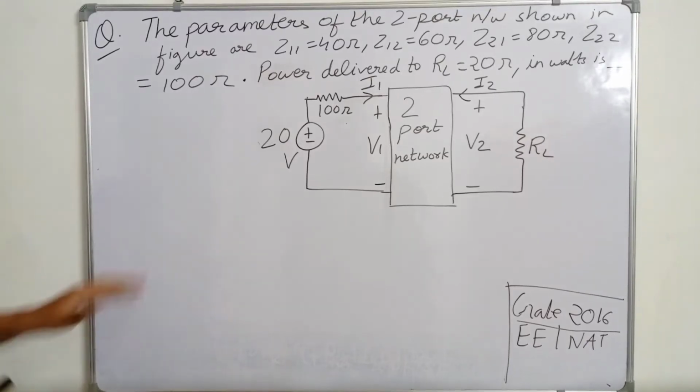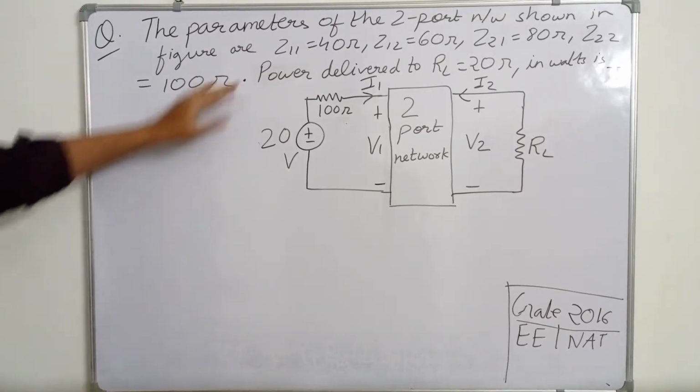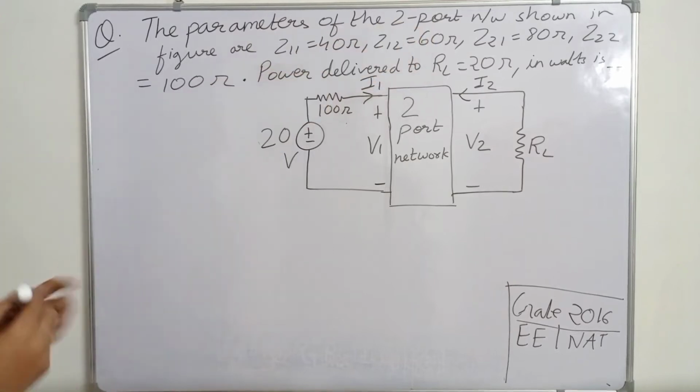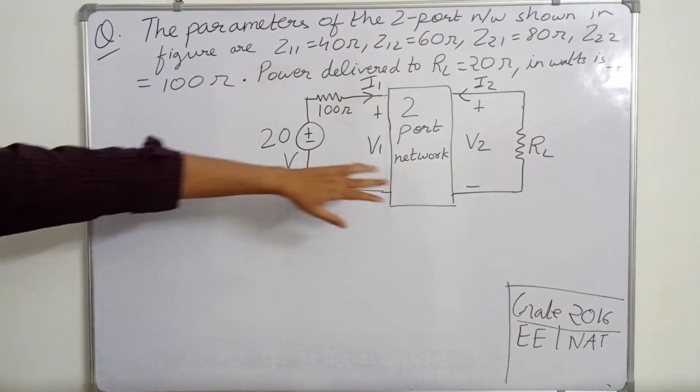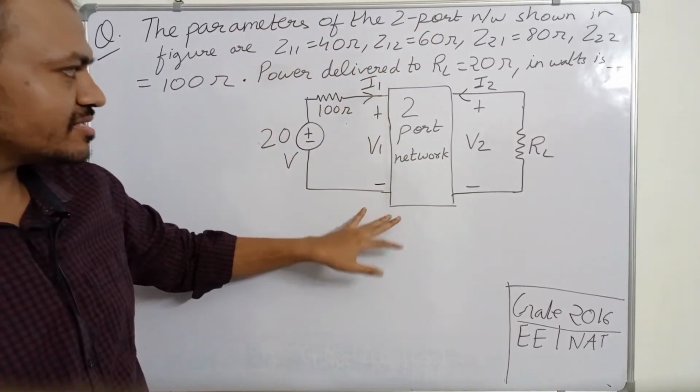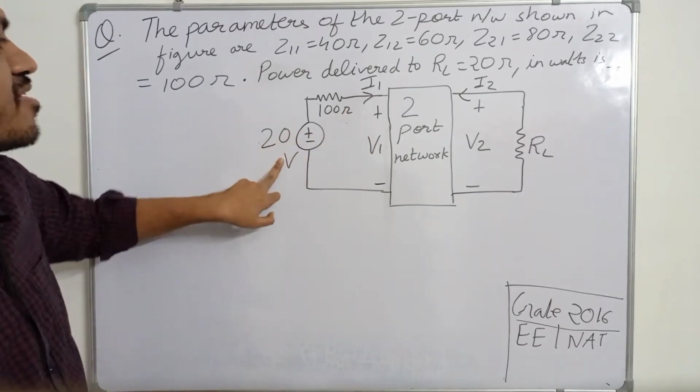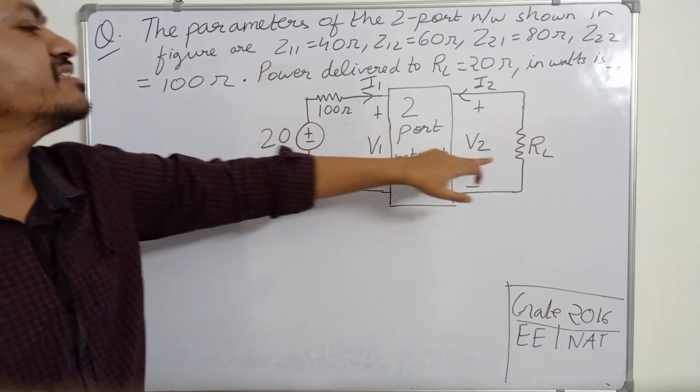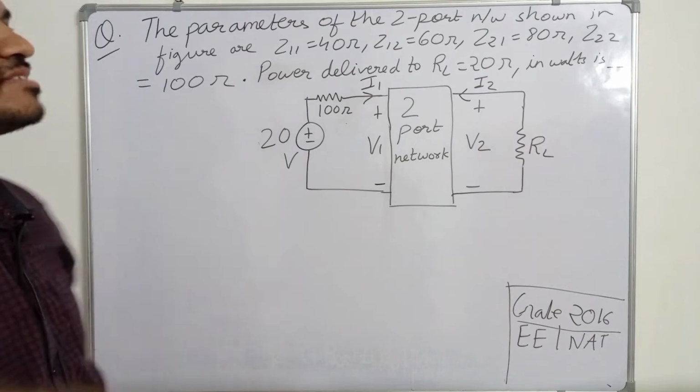A question from two-port network. So it says that the parameters of the two-port network shown in figure are given. This is a two-port network which is given to us, and this is a 20 volt voltage source, this is a 100 ohm resistance, this is RL, the load resistance.